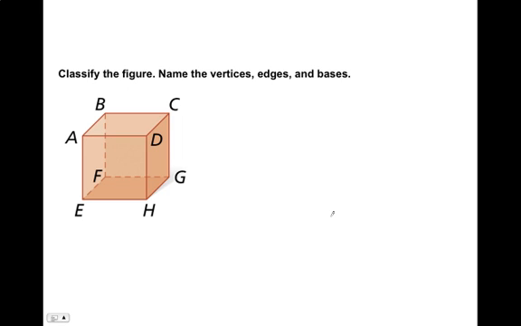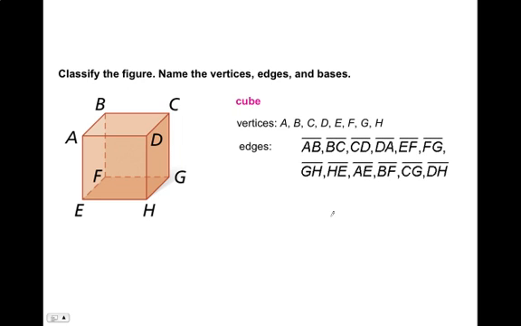What you should have gotten is that this is a cube. There are lots of vertices. Notice they are points, so we name them as a point. The edges are segments, so make sure you are naming them as a segment. You include 2 vertices and put the segment bar above it. And then you have your bases. Actually, that should be faces. And notice how the faces are named. They are named as a square or as a quadrilateral. There are 4 vertices in each name.